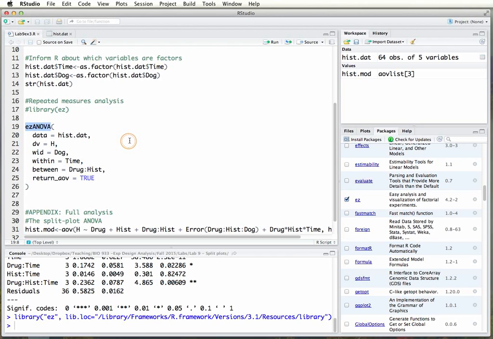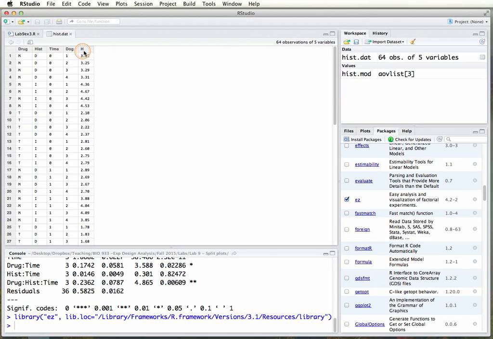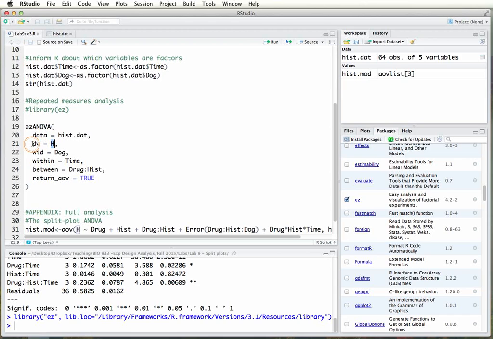And to use that within this particular example, the data set, of course, is hist.dat. My response variable is h. If you go back over here, h is the column for my response, and that's what it's asking for. The within ID, what this is asking for is actually the experimental unit as seen by the main plot. So my main plot treatments of drugs and histamine level, they were assigned at the dog level. So dog is my experimental unit ID. It is my rep ID.